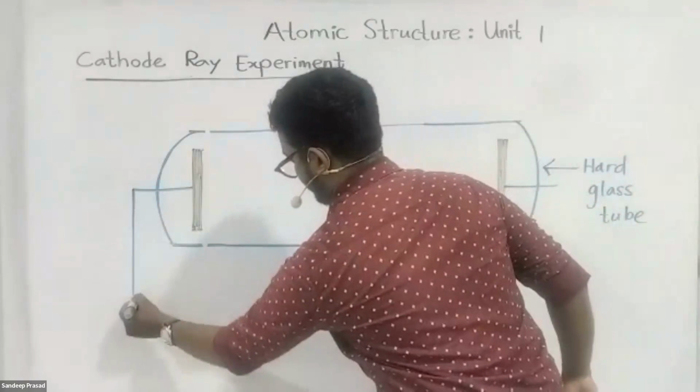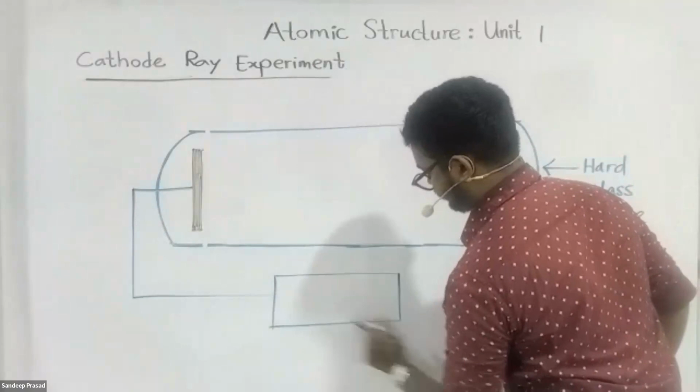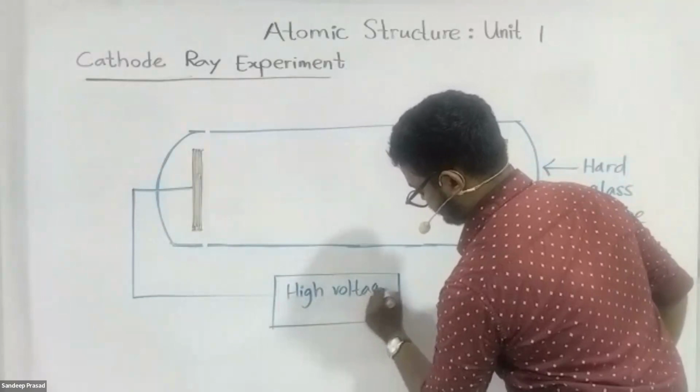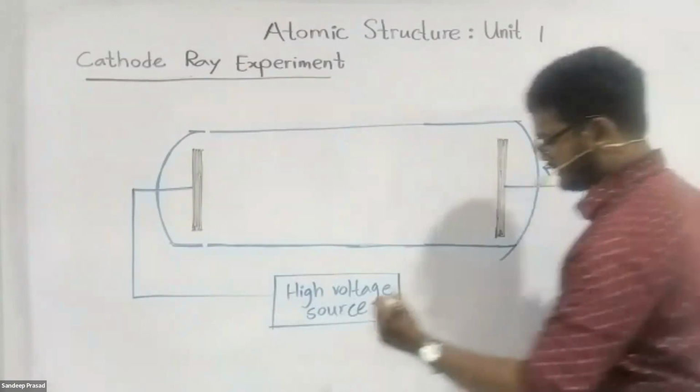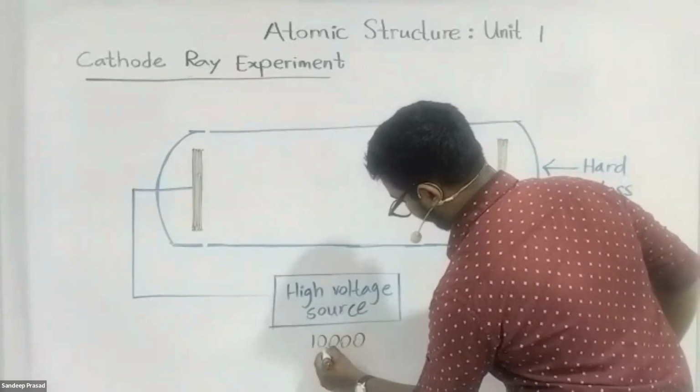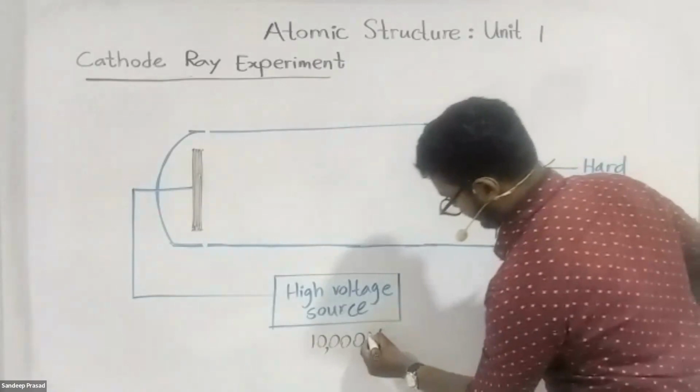So let me write down here, this is the high voltage source. The voltage of this high voltage source, we cannot exactly tell the value, but approximately it is 10 kilovolts. Okay, that means 10,000 volts. So you can understand how big that is, okay? 10,000 volts. So that is the high voltage source.